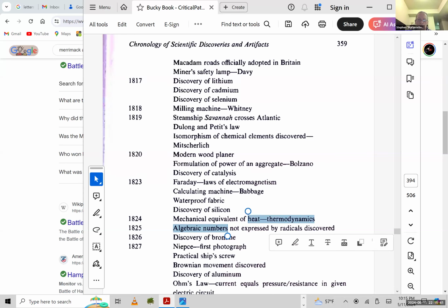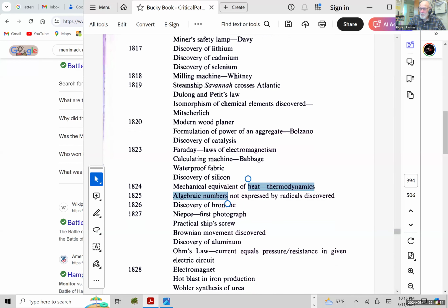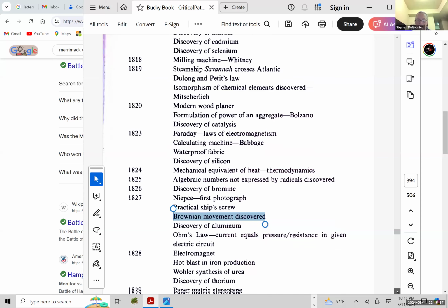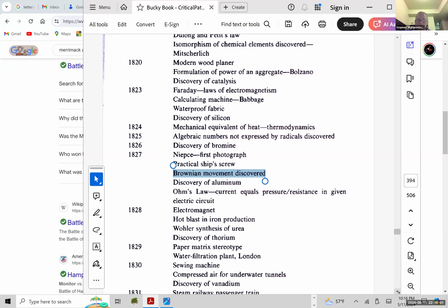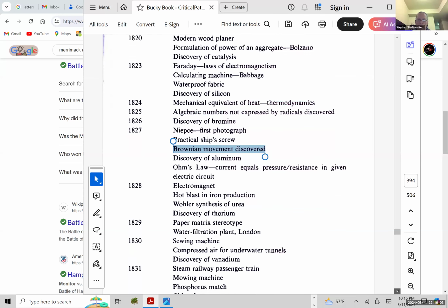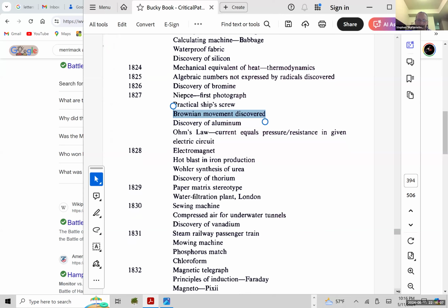Thermodynamics, 1824. And where do we want to go from here? We'll go up to Brownian, 1895. Brownian movement is very important to the theory of relativity and gases and chaos theory. I couldn't describe what Brownian movement is, but I could BS an answer that probably wouldn't be correct.